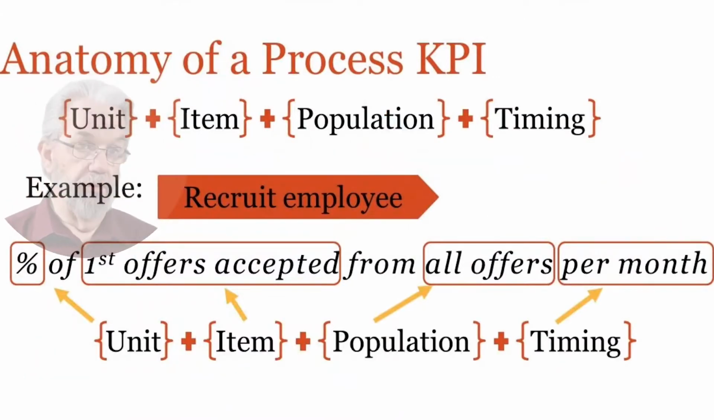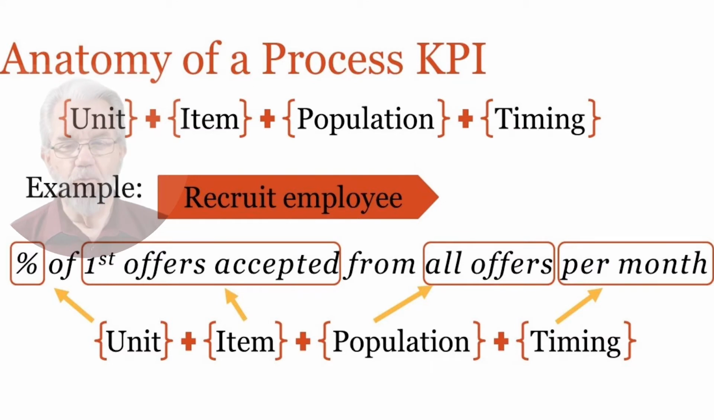So here's an example. Taking this process recruit employee, let's assume this starts from when we start to define the role and to advertise. We collect applicants, we interview, and we make offers, and an offer is accepted. So it's everything from definition through to acceptance, if you like. And here's our KPI, as we've stated it here: the percentage of first offers accepted from all offers per month.